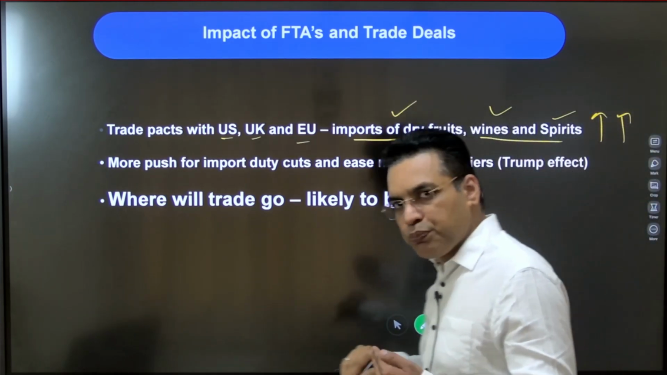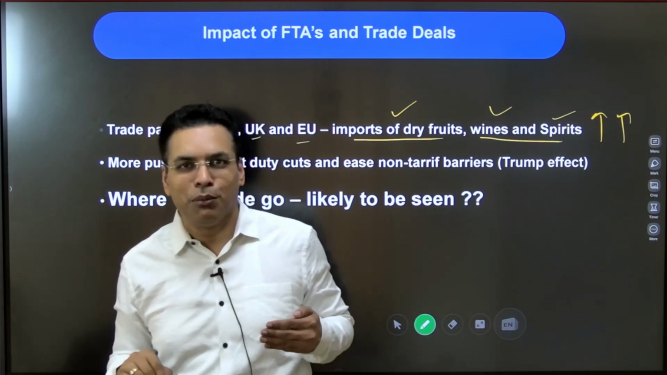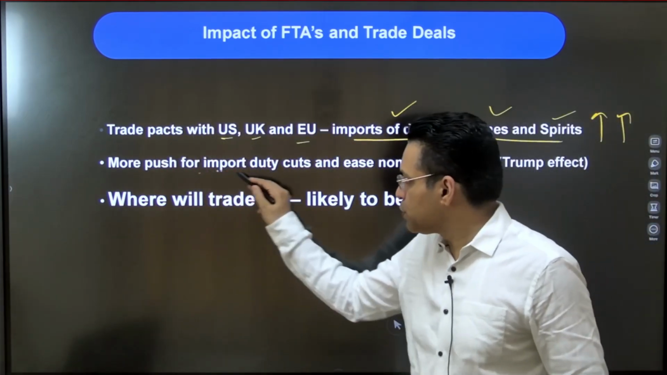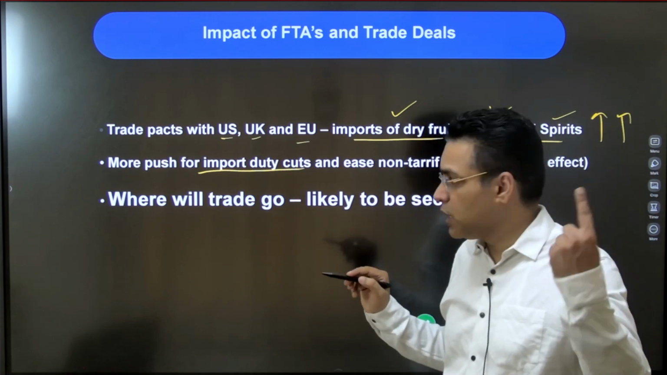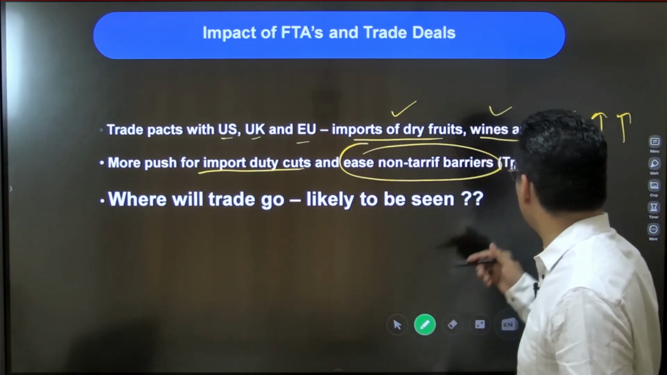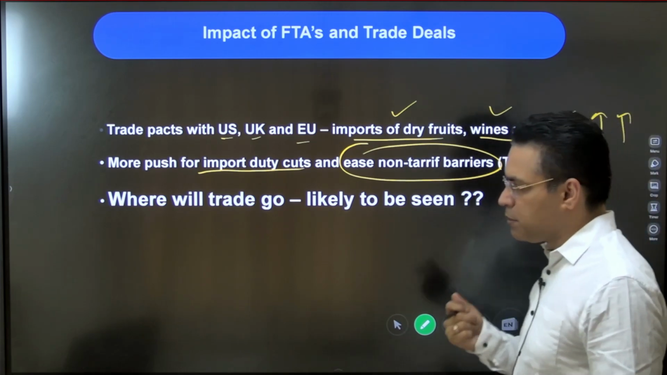When imports go up, that means exports will come down. So the trade advantage that India has will not be there. More push for import duty cuts, now this is for the USA and UK, and to ease non-tariff barriers, for better market access, because Mr. Trump or the Trump administration has been pushing it.